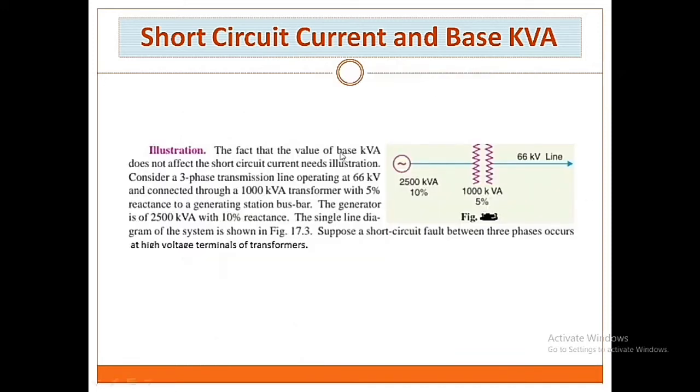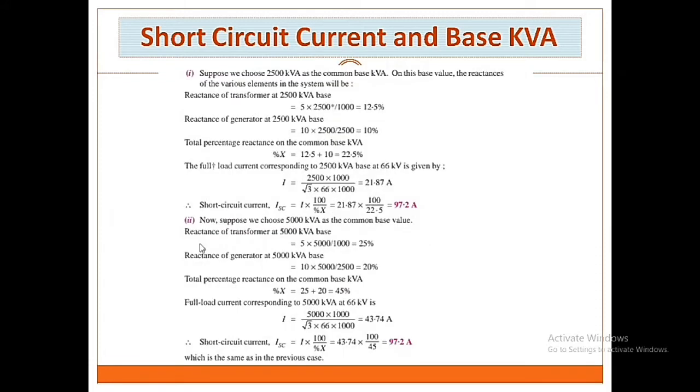See, the percentage reactance is 10% and rated kVA is 2500, which equals our base kVA. So in case of generator, the rated kVA is equal to base kVA. So from this we get the reactance of generator at base kVA equal to 10%. So what is total percentage reactance at base kVA? That is 12.5 plus 10 equal to 22.5%.